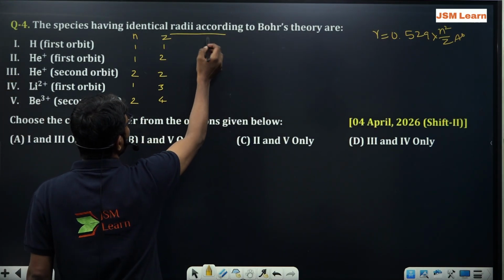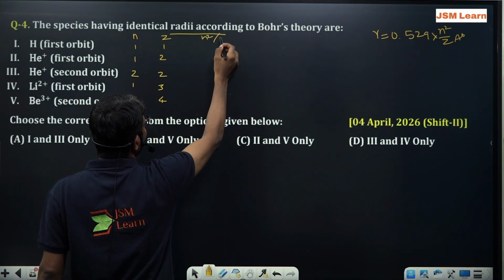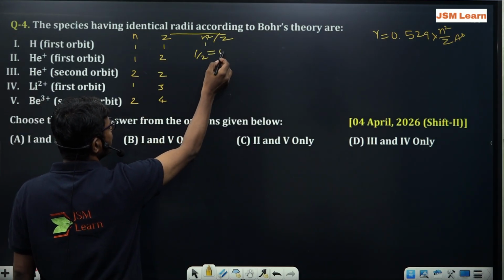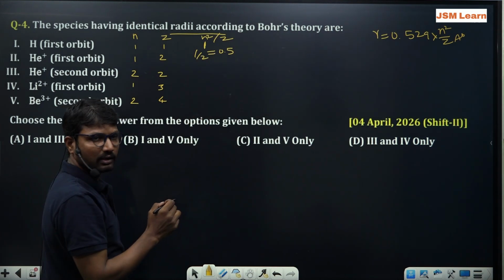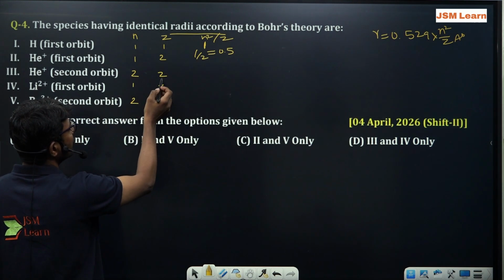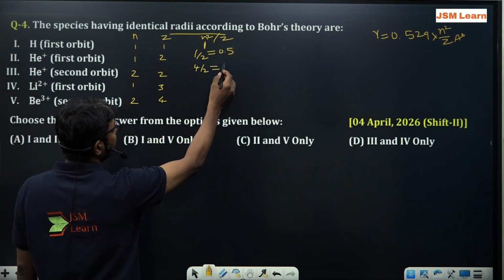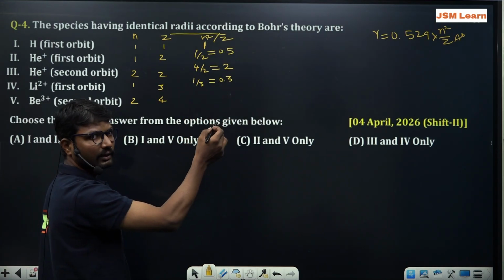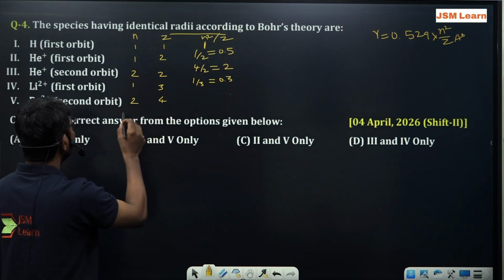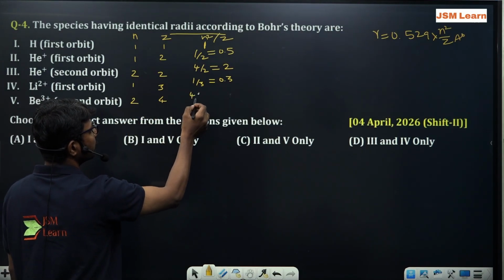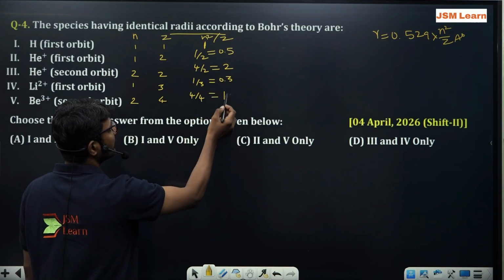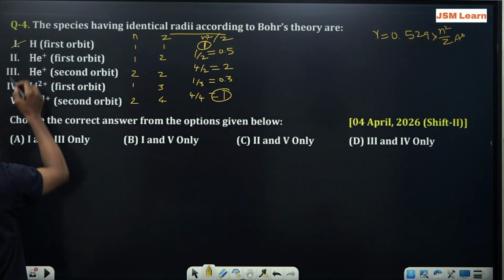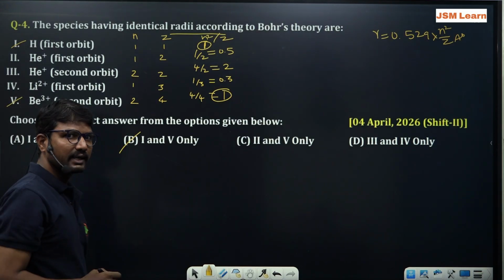Now I am solving for n square upon z value. Here we get 1; here n square upon z comes 1 by 2, that means 0.5. So in the first case we got 1, second 0.5, third case 2 square by 2, that means 4 upon 2, you will get the value 2. Here 1 square by 3, 1 upon 3, we get 0.3. In the next case, 2 square upon 4 means 4 by 4, so the value is 1. So in the first case and in the fourth case we got the radius value as 1, and the fifth case. So option B is the correct answer for this question.